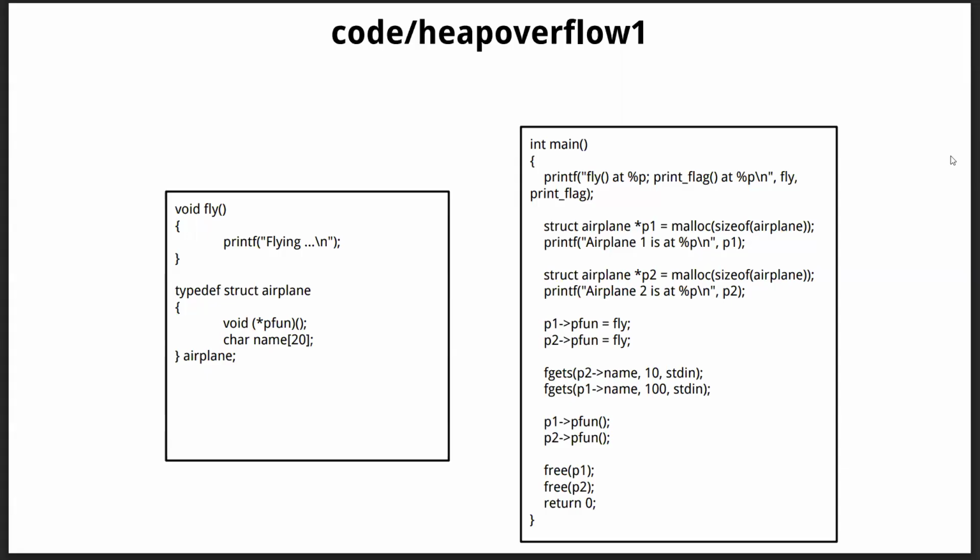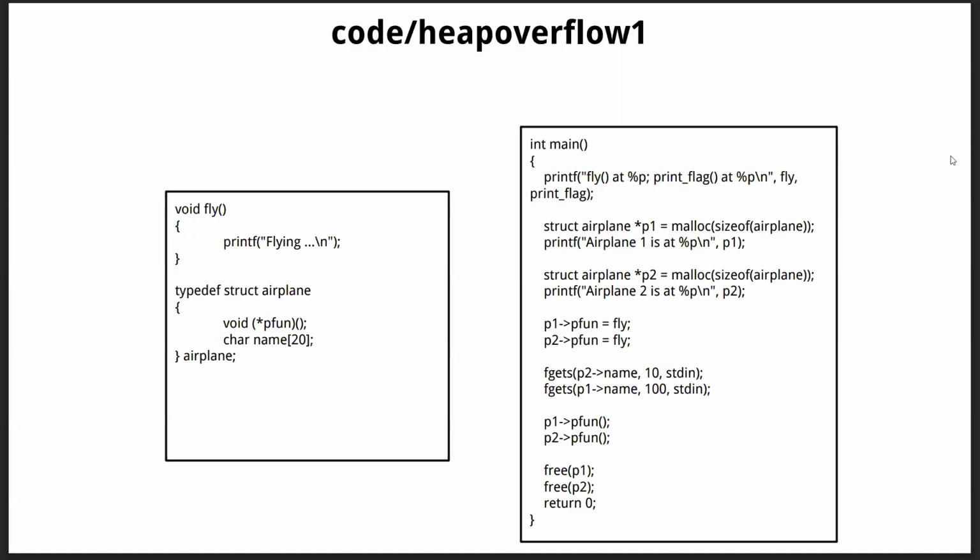So we created 2 airplanes, right? Which one has a lower address in this case? We malloc twice. So stack goes from high address to low address. Heap goes from low address to high address, right? So airplane 1 will have a lower address. Airplane 2 will have a higher address. That's why when we do fgets, we're writing from low address to high address. That's why when we do the overflow here, we overflow the first airplane into the second.